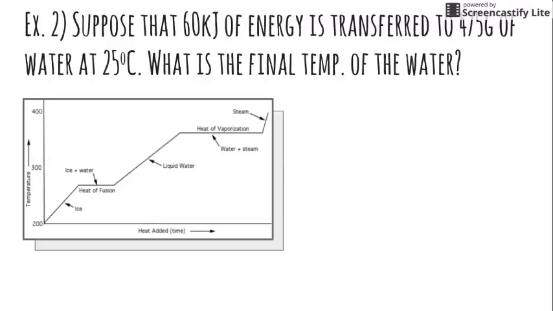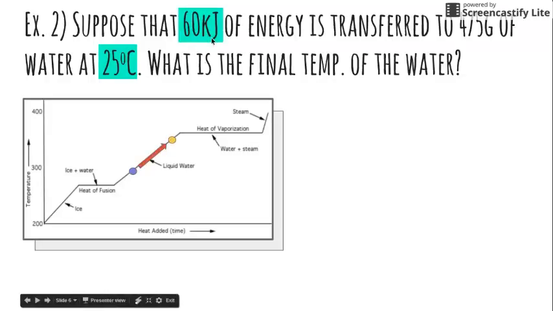Now, let's say we know how much energy, 60 kilojoules, in fact, is transferred to a 475 gram bucket of water, and it's starting at 25 degrees Celsius, and we want to know this time, though, if we add that 60 kilojoules, what's the final temperature going to be? So we need to find temperature change ultimately, but first we got to decide where we are on the graph. If we're starting at 25 degrees Celsius, it's going to be pretty low on the liquid water line. And then we know, because we're adding energy here, that it's going to increase. It should get warmer. And so that means we're going to be going up the line.